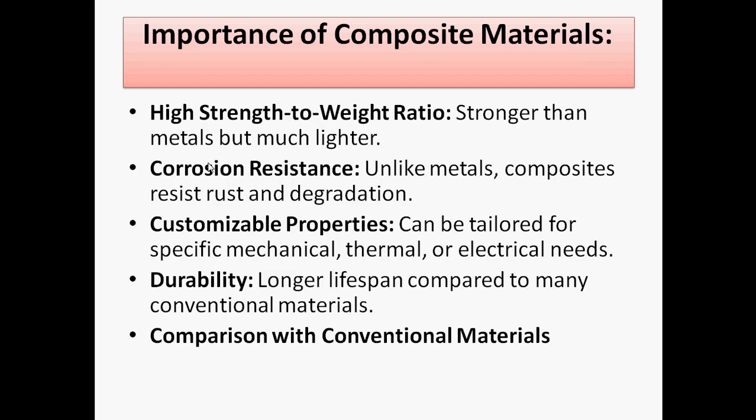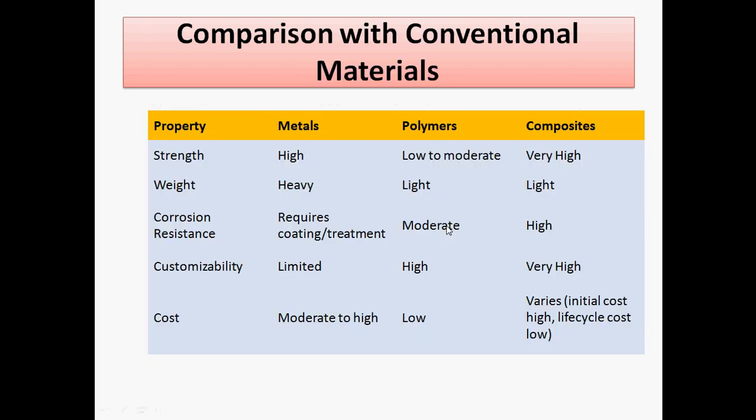Then durability, for a longer lifespan compared to many conventional materials. When we compare with any conventional material, it has higher strength to weight ratio and corrosion resistance. So this is mainly the benefit in comparison with conventional metals. So we are making the comparison with conventional materials, the property comparison for metals, polymers, and composites. So we are comparing three areas.